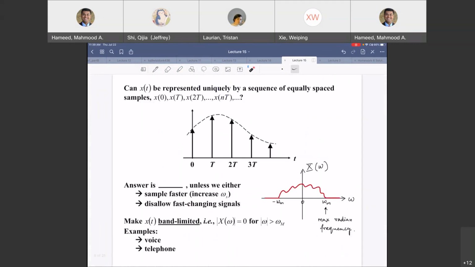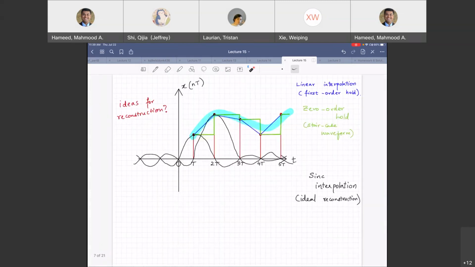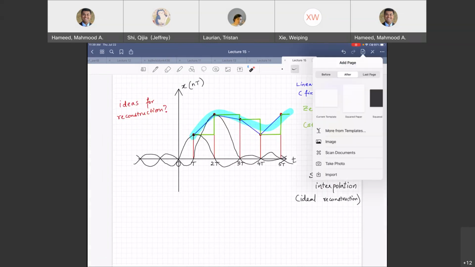All right, so let's talk about Nyquist now. The question is, can x of t, the continuous signal, be represented uniquely? Uniquely, it has to be unique. Let us try to demonstrate that uniqueness here.